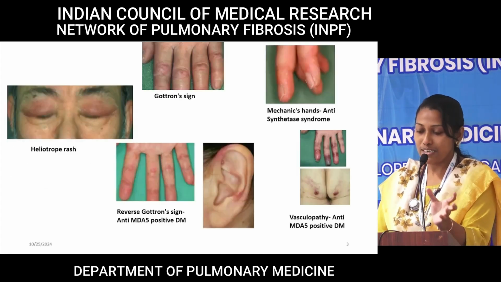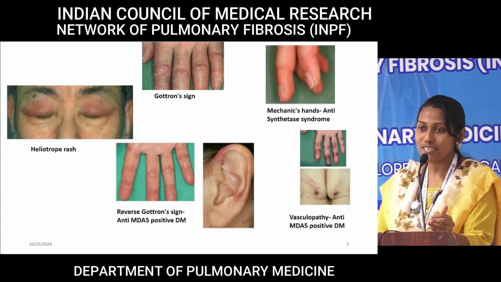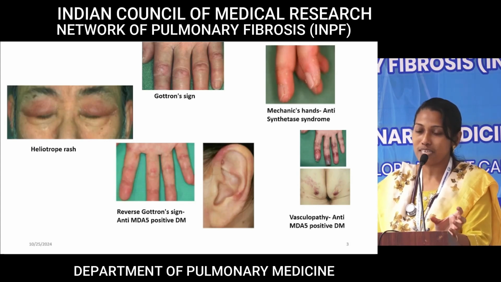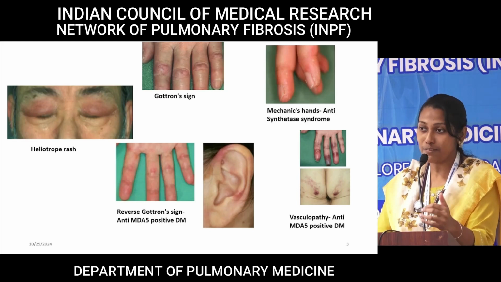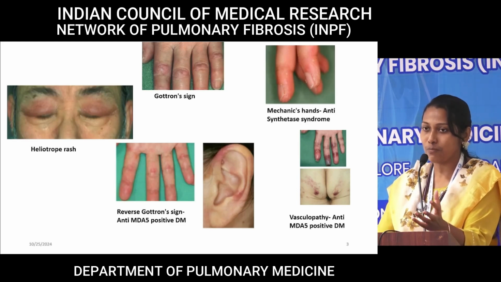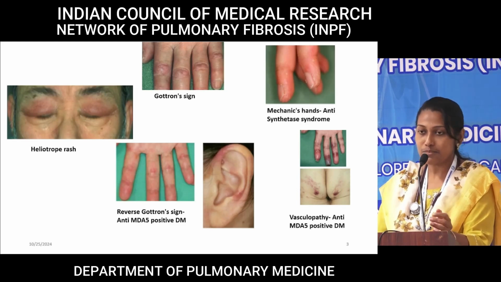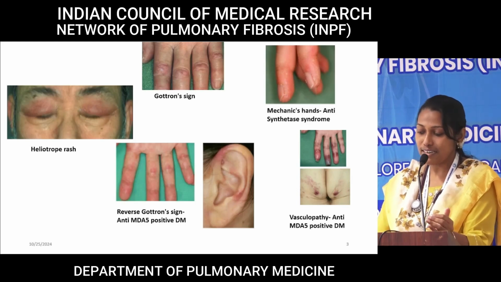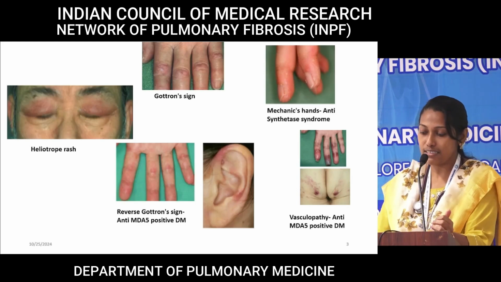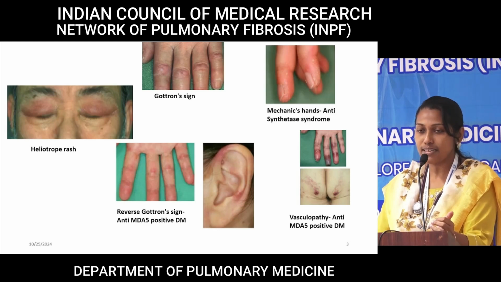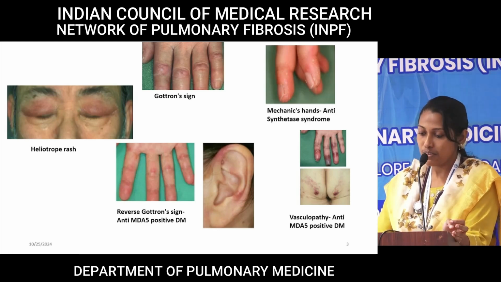As ma'am had already gone through, there are so many clinically important symptoms which we can pick up in an OPD, and we can predict that these patients can go on to a rapidly progressive ILD. As mentioned already, in anti-MDA5 antibody dermatomyositis, they have more skin manifestations than muscle manifestations.